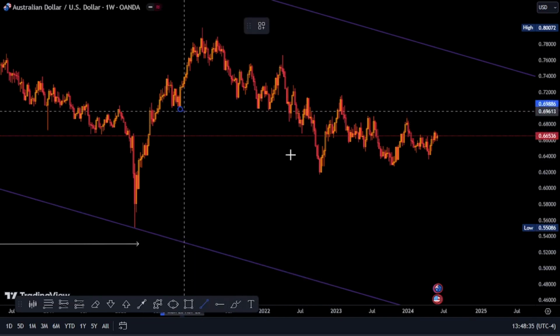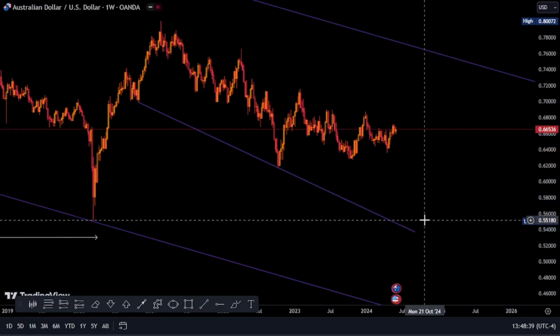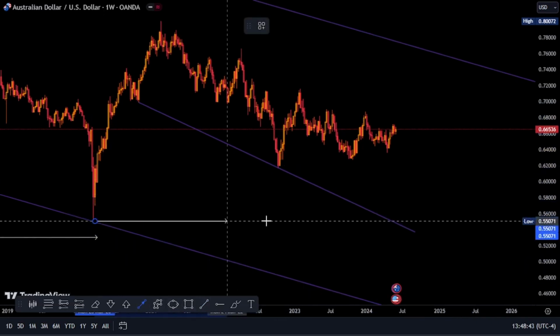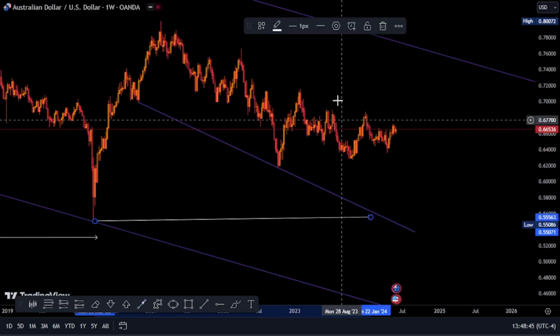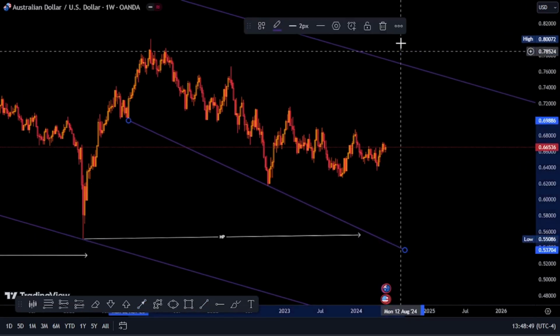I connect these two again. I do the same thing. I connect these two, and then I know that this is my hook point. I know that this is my hook point, and then what is it that I do?